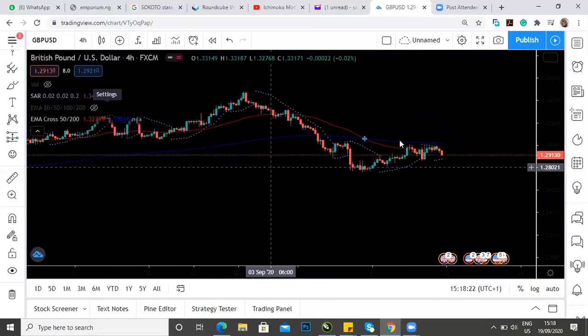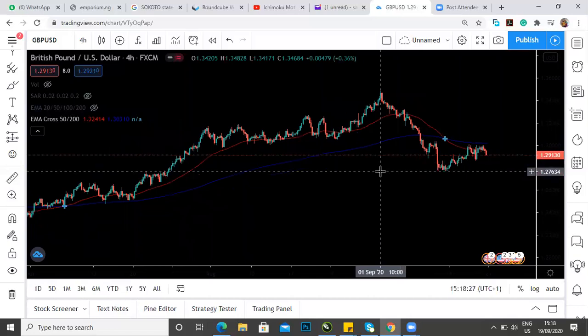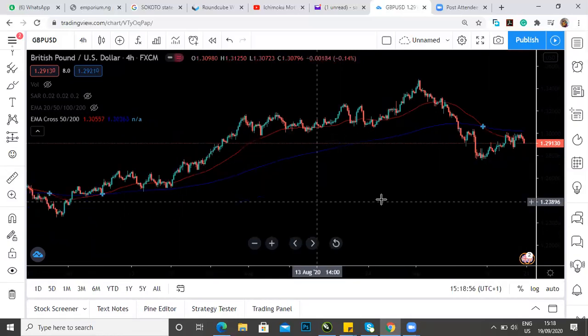So do you mean golden cross is when the red crosses up, and dead cross is when the red crosses down? Yes. So the golden cross is when it crosses above the blue line. The blue line is 200, while the red line is 50. So when it crosses above the blue line, that is an uptrend. And when it crosses below the blue line, that is a downtrend, which is a dead cross. But above the blue line is called the golden cross.